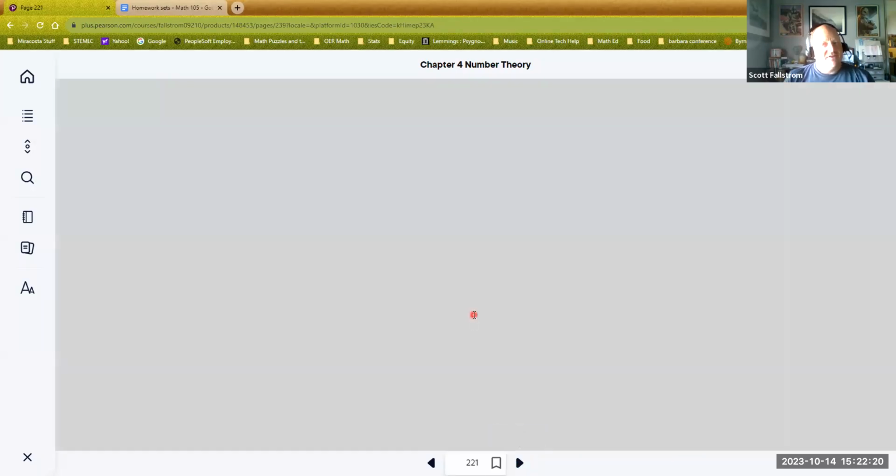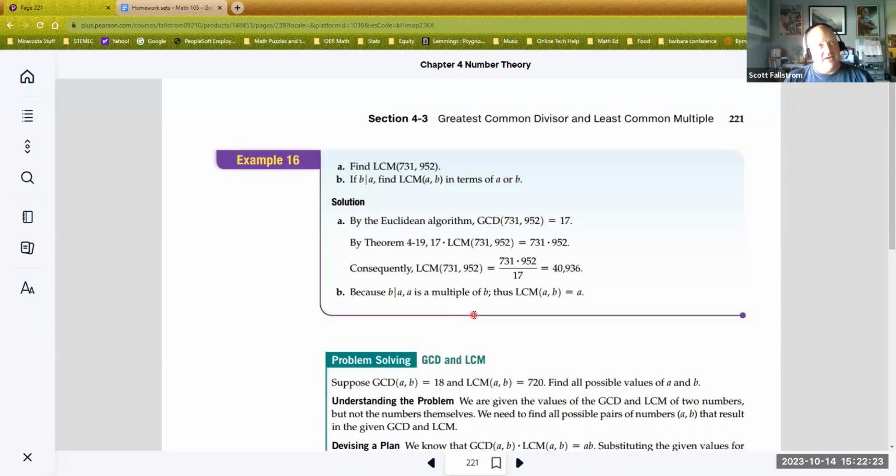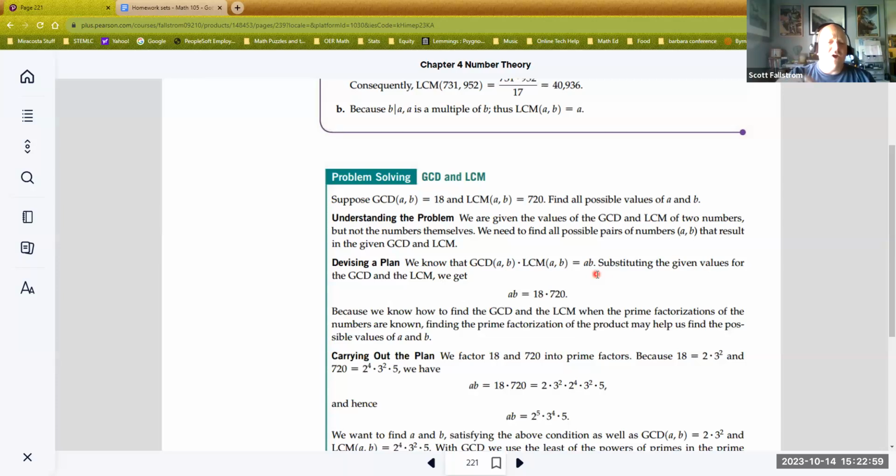Okay. They do talk about using the Euclidean algorithm, but not to find the LCM. You use the Euclidean algorithm to get the GCD of 17, and then you just multiply the numbers and divide by 17 to get your least common multiple. Again, look at this number, 40,936. In order for me to find that those match up, I'd have to write 731, then 1,462, then 2,193. And again, I have to write out all the multiples of 731 until I got to 40,936. So it's way quicker to do something like this.